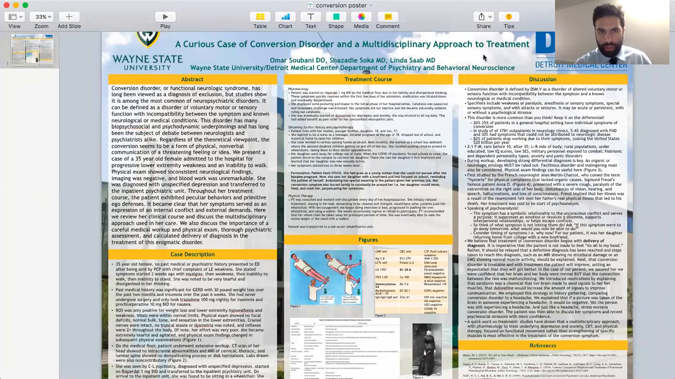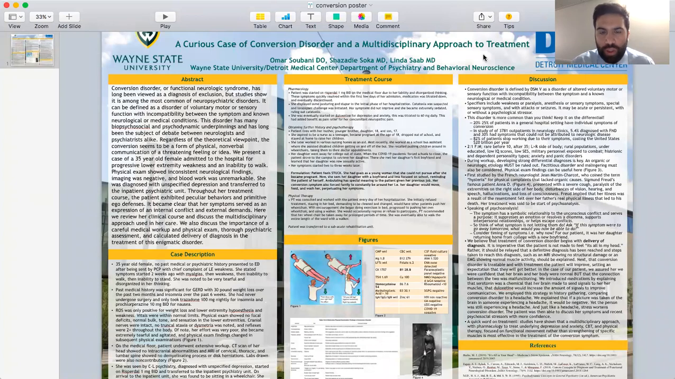I'm a second-year resident at Wayne State University, Detroit Medical Center, and I'll be presenting this case that I worked on with my co-resident, Dr. Soka, and our attending, Dr. Saab. I chose this case because psychosomatics is one of the reasons that I got into psychiatry as a medical student, and it's something I really enjoy.